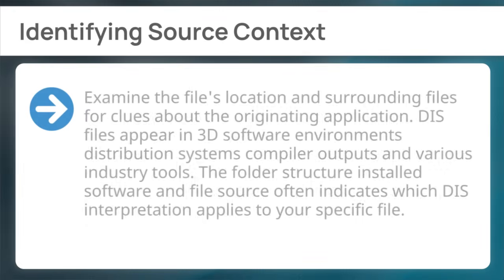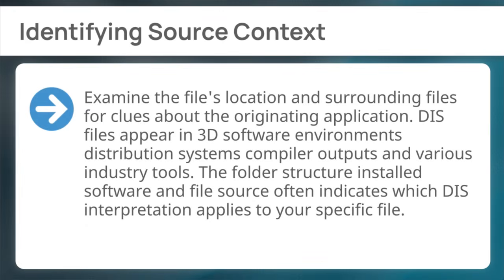Next, identifying source context. Examine the file's location and surrounding files for clues about the originating application. DIS files appear in 3D software environments, distribution systems, compiler outputs, and various industry tools. The folder structure, installed software, and file source often indicate which DIS interpretation applies to your specific file.